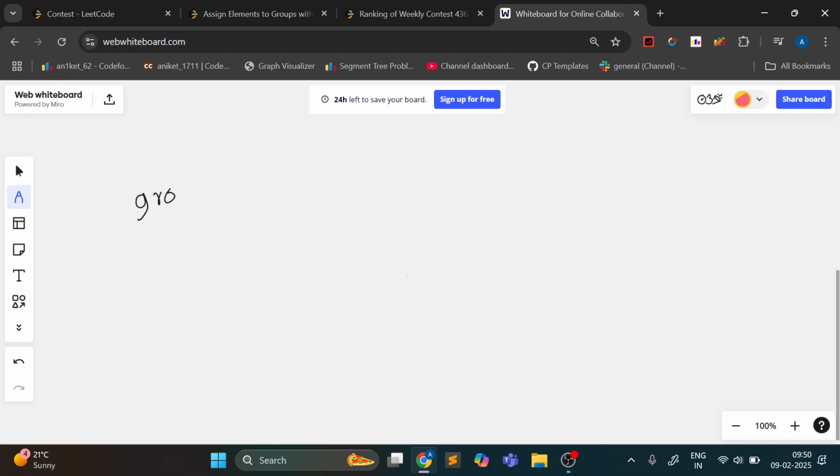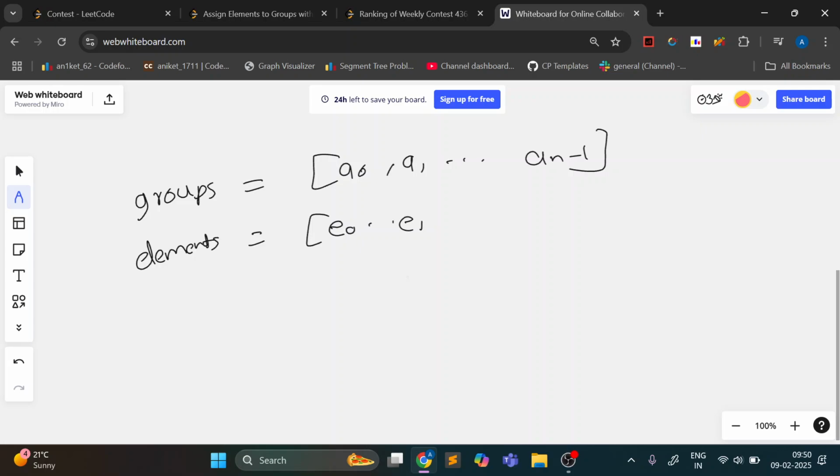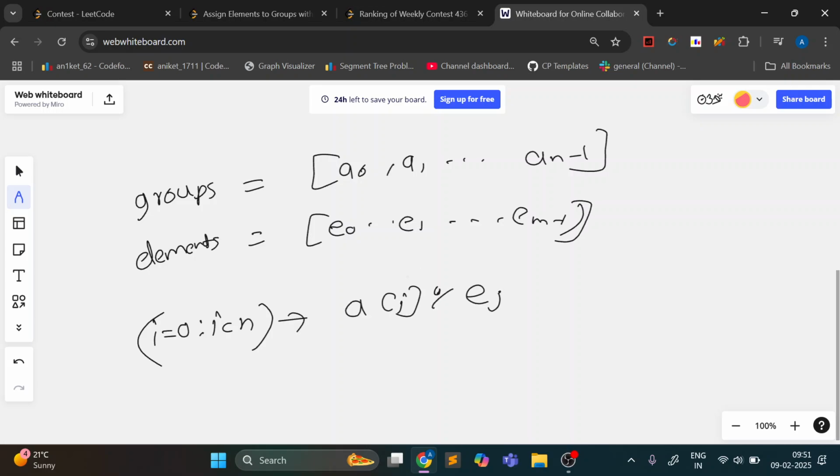So first of all, we are given groups A0, A1 up to AN minus 1, and let's say elements E0, E1 up to EM minus 1. Now for each element from i equal to 0 to i less than n, what we need to do is find E of j such that A of i mod E of j is equal to 0 and j is the smallest possible value.